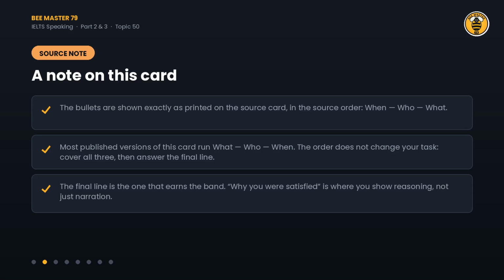One quick note on this particular card. The bullets are printed in the order when, who, what. Most published versions of this card use what, who, when instead. We've kept the source order exactly as it was given. It changes nothing about your task. Cover all 3 bullets, and then spend real time on that final line because that is where the band is won.